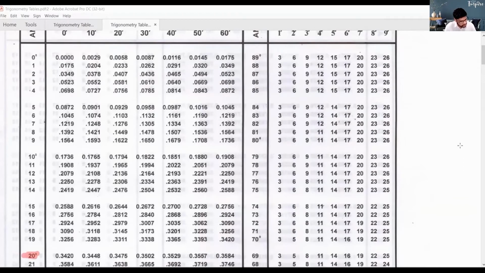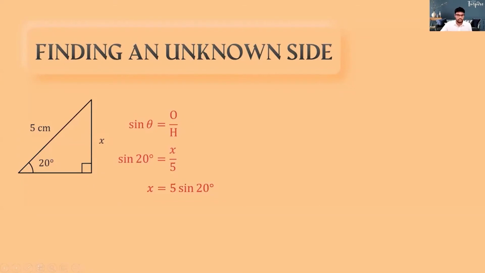So sine 20, children, you can see 20 is here, sine 20, no minutes, so 0 minutes, 0.3420, right? Okay, so let's go back. Then you replace sine 20 with 0.3420 and you multiply it by 5 and you get the length of x, which is 1.71 centimeters.